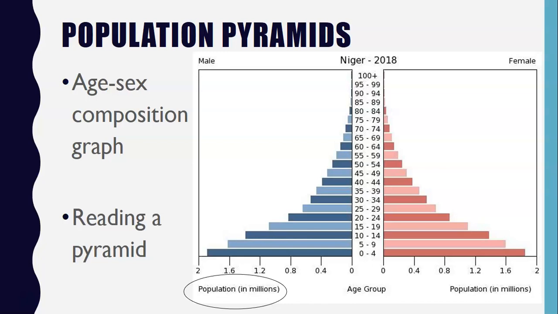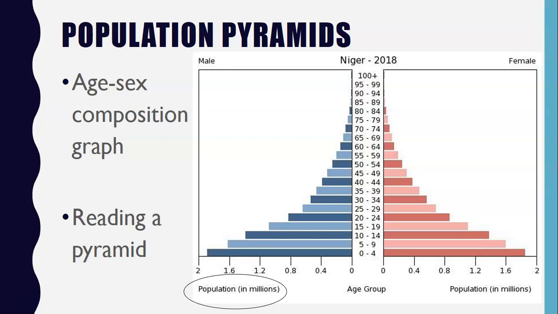Pyramids are most commonly constructed at a country scale, but they can also be constructed for cities, states, or multi-country regions. If a population pyramid has a wide base and tapers upward, the region's population is growing. The population pyramid for the African nation of Niger is an example.